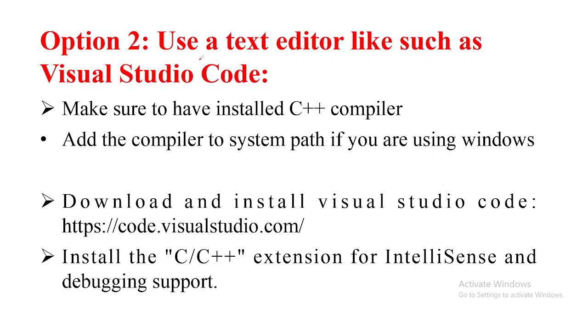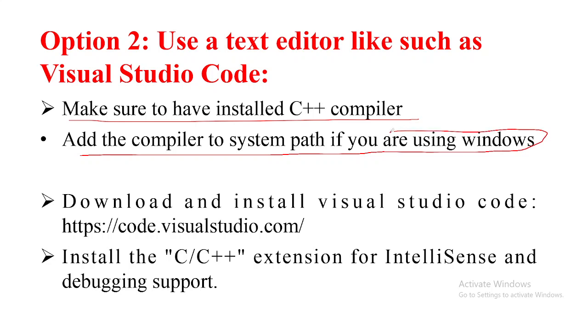Now, option 2 that we have is to use a text editor, just like Visual Studio Code. First, make sure that you have installed the C++ compiler from our first video. In the first step, make sure that you have added the path. If you are using Windows, make sure that you have added the compiler to the system path, user variable path. Then download Visual Studio Code from code.visualstudio.com.